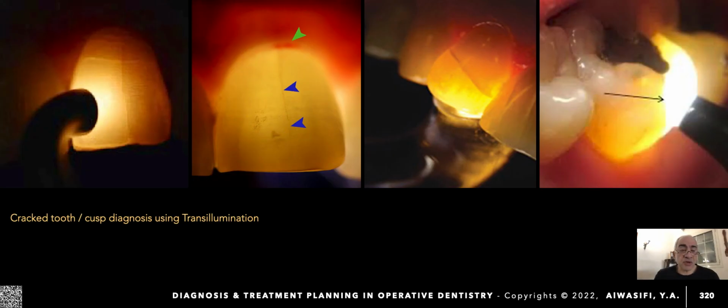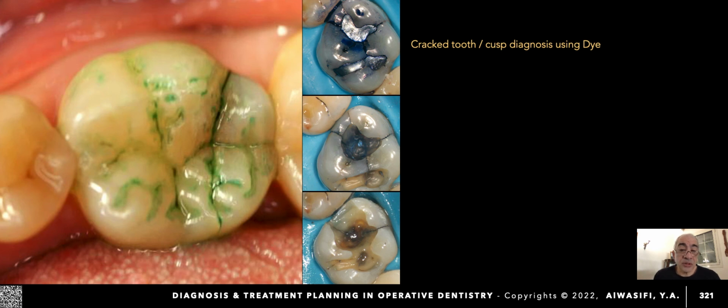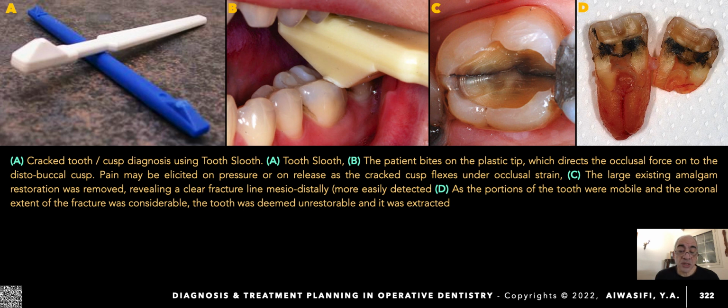This is the transillumination used for diagnosing the presence of tooth cracks. This is dye penetration: applying the dye, then washing the tooth and drying it. All the dye is washed away except that in the crack, and with the help of magnifying loupes or a microscope you could determine the extent of your crack. This is the Tooth Sloth, which applies occlusal force or pressure to a certain cusp to determine at which place and to what extent the crack is present.